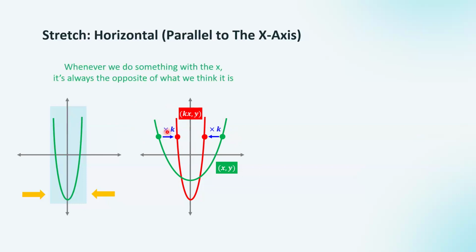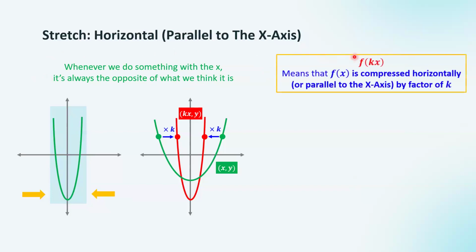Again, remember, whenever we do something with the x, it's always the opposite of what we think it is. Remember that in the vertical stretch, k positive means stretch, now it means compression. Okay, remember that. So we have f(kx) means that f of x is compressed horizontally by a factor of k. So if k is greater than 1, just like what I said before, it's going to be compression. And if k is between 0 and 1, it's going to be a stretch. What about k negative? Same as before, yeah? You reflect it, and then you stretch or compress it.